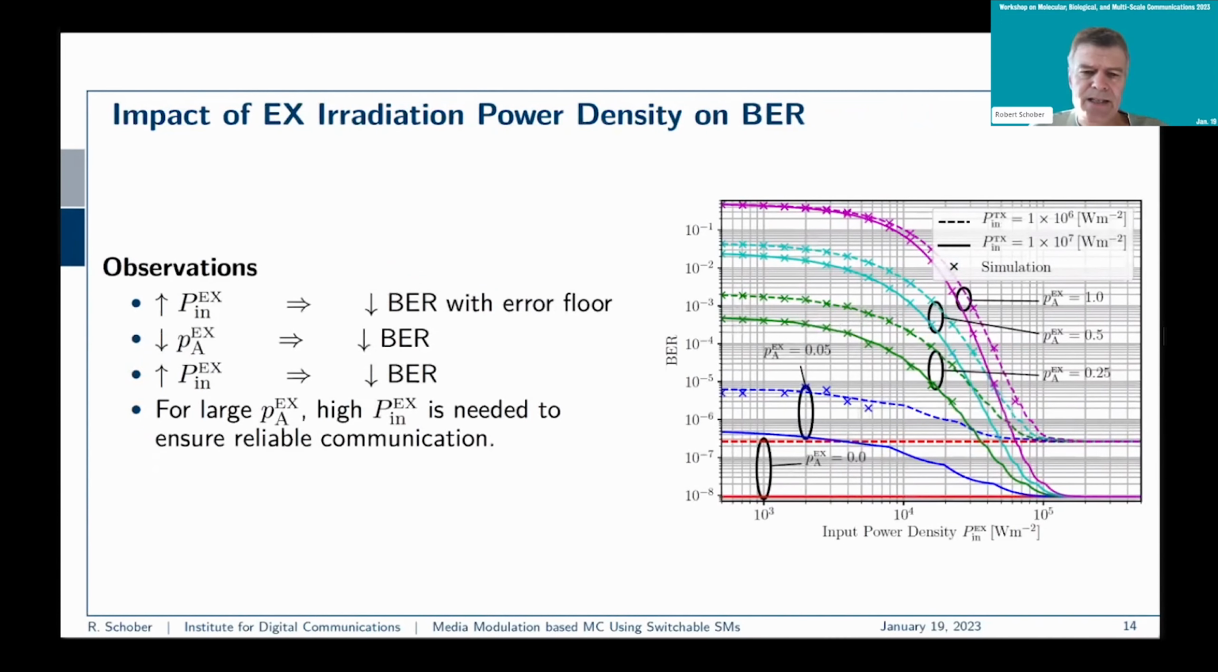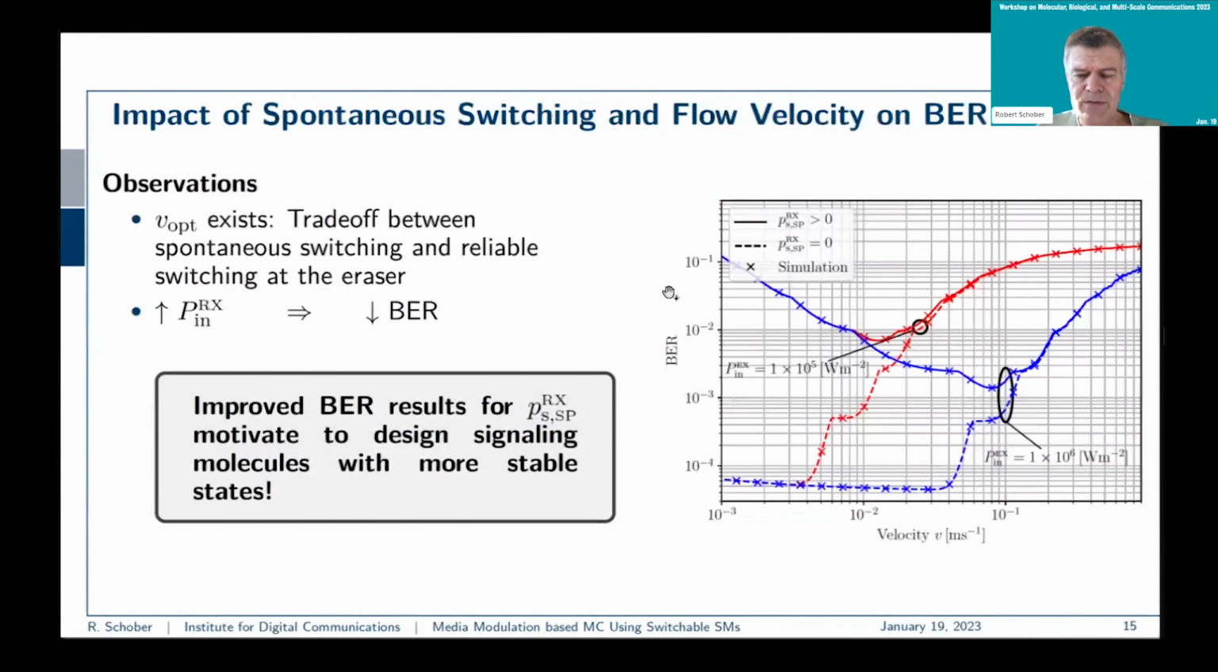Then in the second example here, we look at the error rate as a function of the power that we use at the eraser. And here you also see that if you don't use enough power at the eraser, then you will get higher error rates. This is because you're not able to switch all the signaling molecules back to state B, back to the ground state. And as a result, you get intersymbol interference. However, if the power of the eraser is high enough, you avoid this, and then there are other factors that limit your system performance.